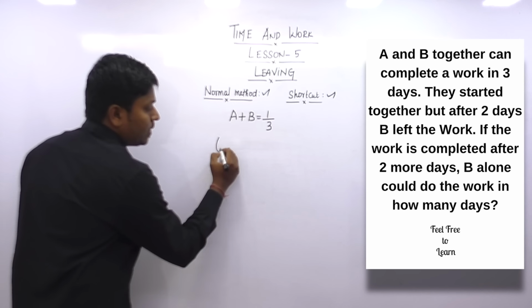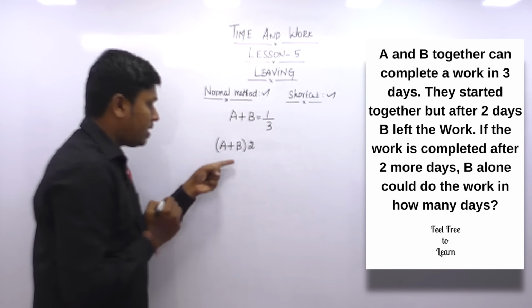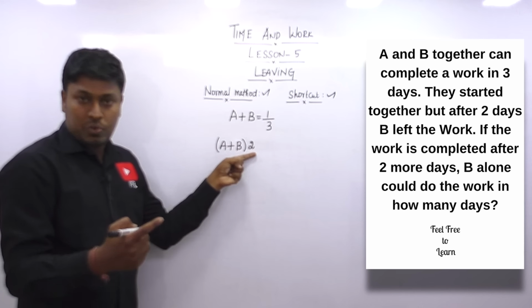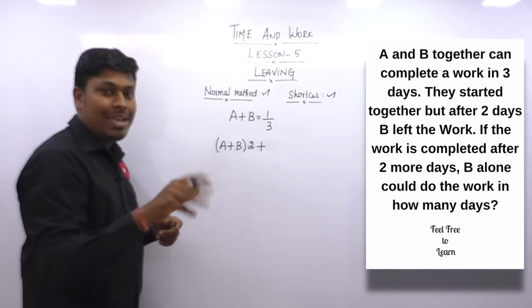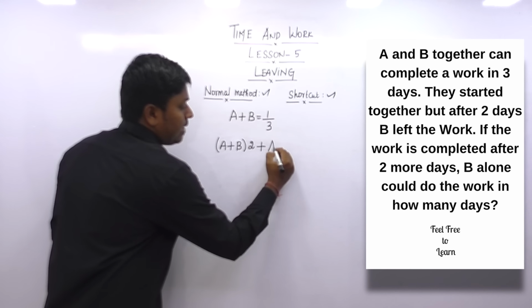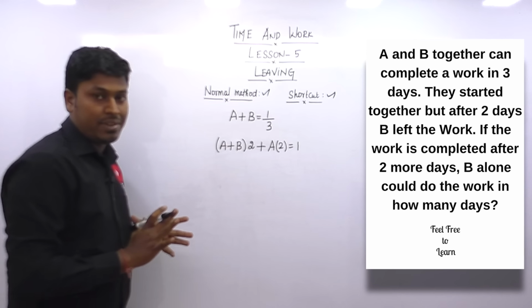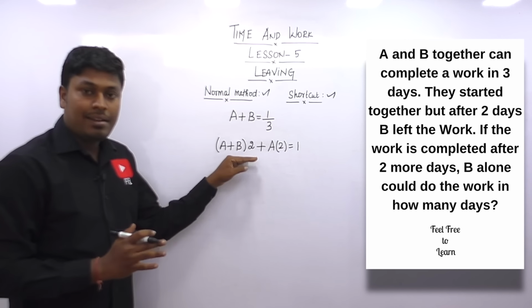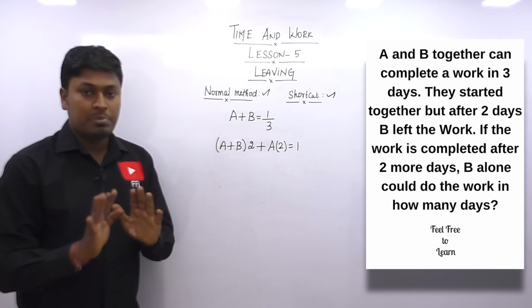So what I am going to do is, A and B work for the first 2 days. Got the logic? A and B working for the first 2 days. After working for 2 days, B left the job. So the remaining work was done by A in 2 days. So we can say that A works on the remaining work for 2 days to complete the job. You got the logic, friends? This is most important. If you know how to write this equation correctly, then solving all the questions based on the concept of leaving becomes so simple.